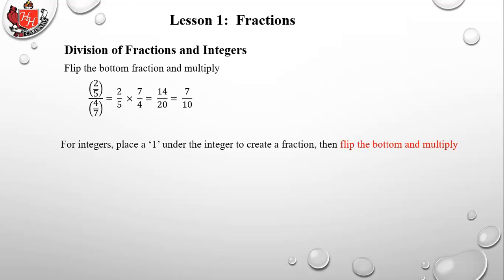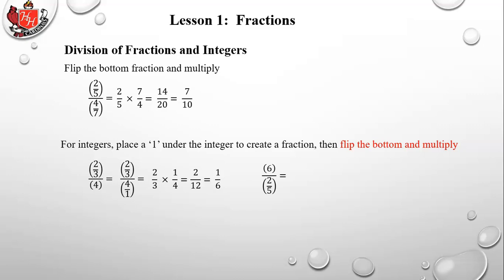Okay, for integers, you place a 1 underneath the integer to create a fraction, and then you flip the bottom and multiply. So here we go. We have 2/3 divided by the integer value 4. You turn 4 into 4 over 1, and then you flip and multiply. So 2/3 times 1/4 equals 2 times 1 is 2, and 3 times 4 is 12. Again, we didn't cancel the 2 and the 4 as we could have. You end up with 2/12 or 1/6.